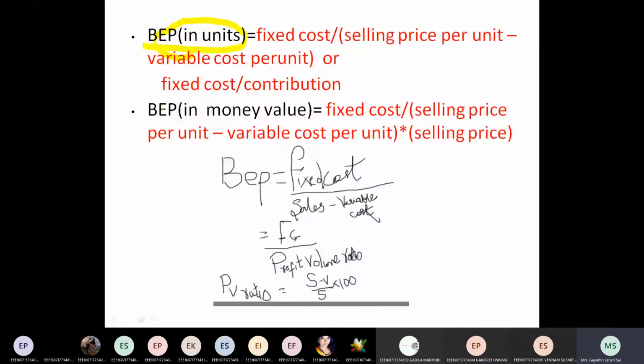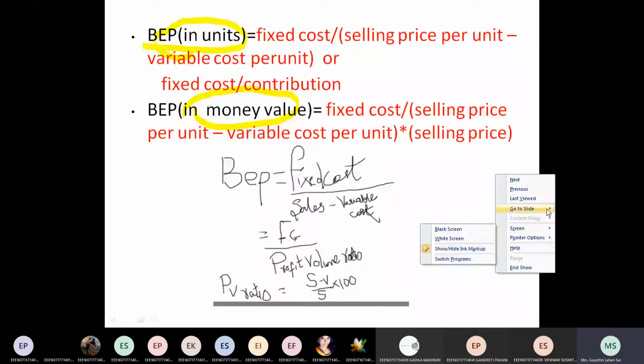You can find the break even point in terms of money value, in terms of rupees, and the formula is different. In terms of units, per unit, the formula is different. And in terms of sales, the formula is different. So now we will see break even point in terms of units.